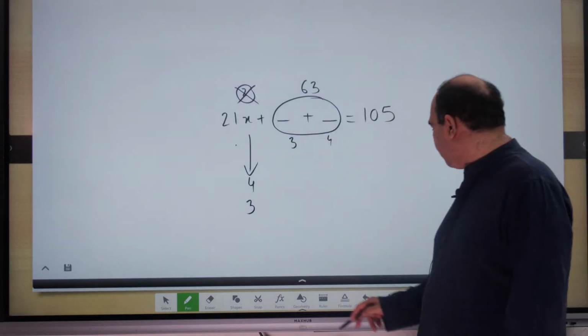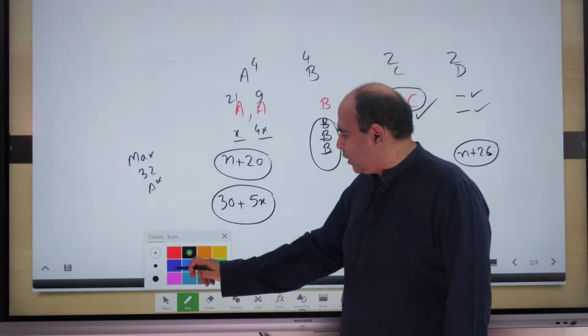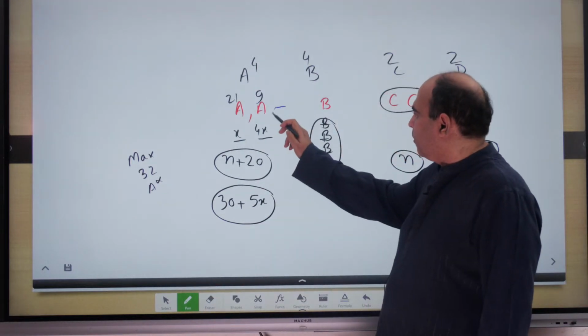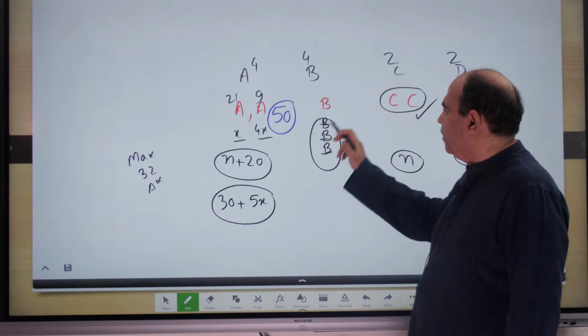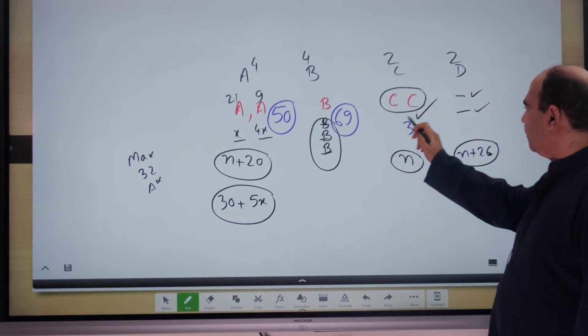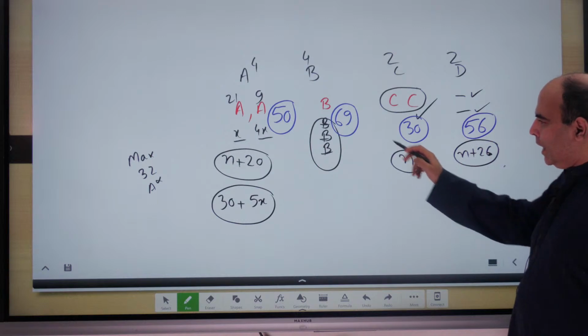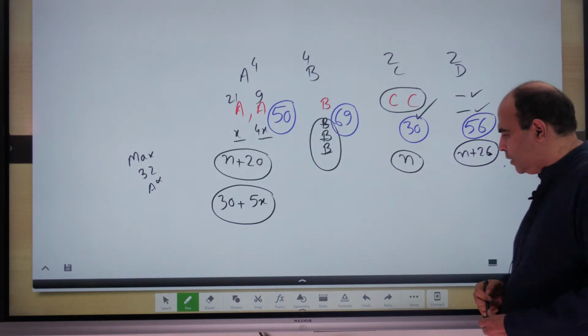50. Let me use a blue marker to put this up. The number of trees here is 50, 69, 30 and 56. Matches n plus 20 and n plus 26.